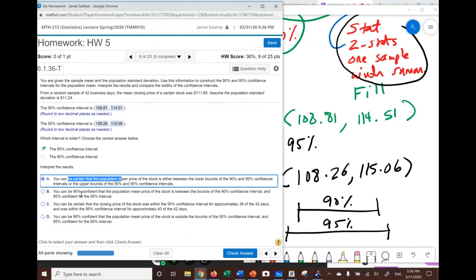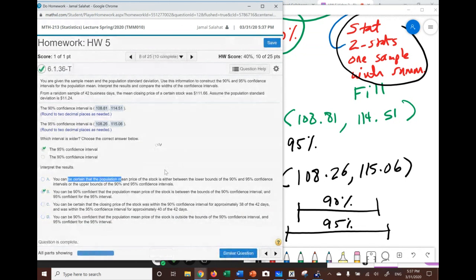Certain. The second one says you can be 90% confident. Remember, we're not talking about certain, we're talking about confidence, because certain means probability, and we're not talking about probabilities. Therefore, we have to choose part B. You can be 90% confident that the population mean price of the stock is between the bounds of the 90% confidence interval and the 95% confidence interval level. So again, the interval is two things. It's about population mean, and it's not a probability. It's about confidence. So when you check the answer in here, it should give us the correct answer.